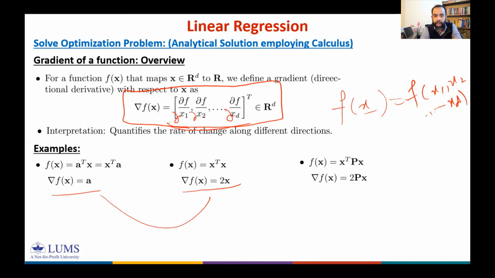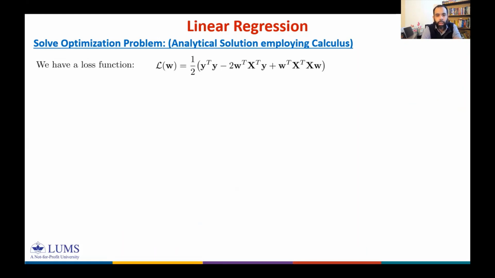This is all we need, in fact. If you understand these two examples, if you know the gradient for these two examples, this is all we need to solve for the loss function we have. Okay, let's move forward and come back to the loss function. So this is, we reformulated the loss function. If you take the gradient with respect to w, what do you get? The first term would be vanished, 0.